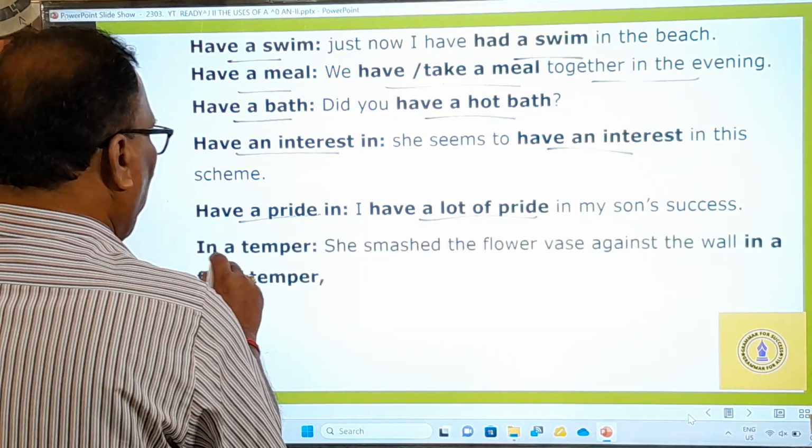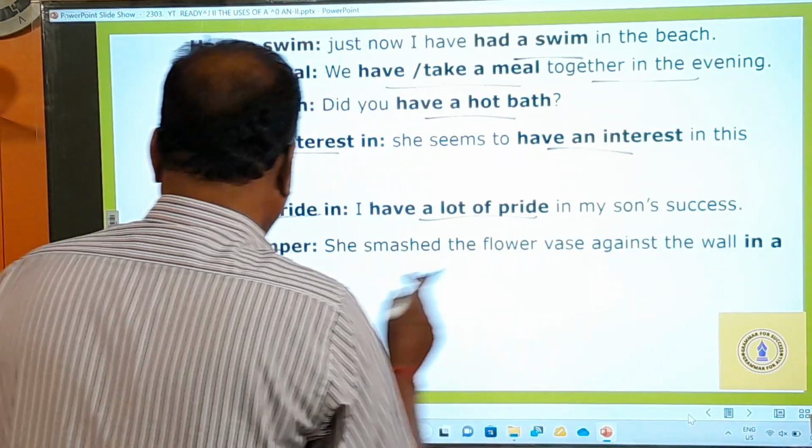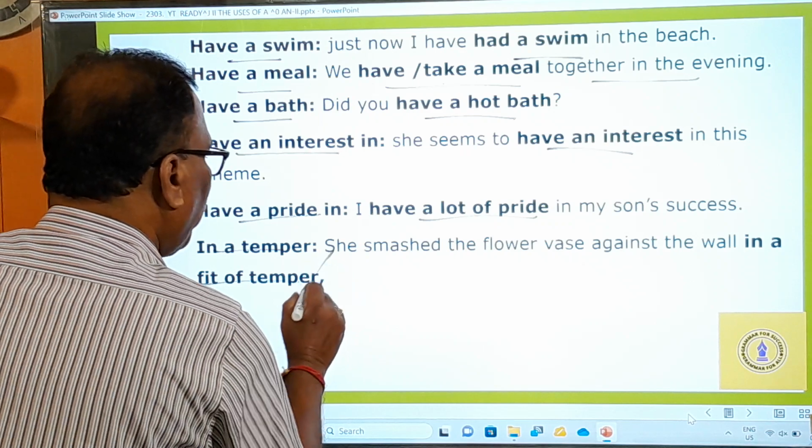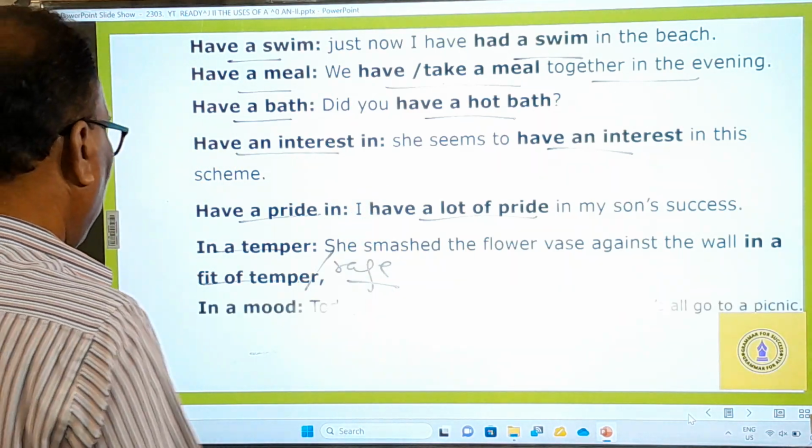And here, in a temper. She smashed the flower vase against the wall in a fit of temper. Fit of temper means in a fit of rage, anger. Okay. In a mood.